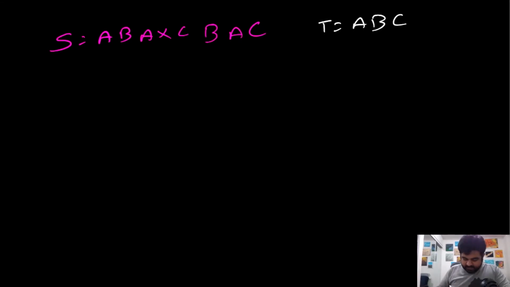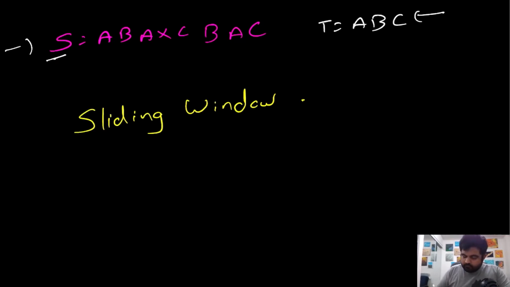Okay, suppose this is the example that we are given, and we are trying to find the minimum substring inside this given S where all the characters of this T are present. To solve this problem optimally, we are going to use the sliding window technique with two pointers.